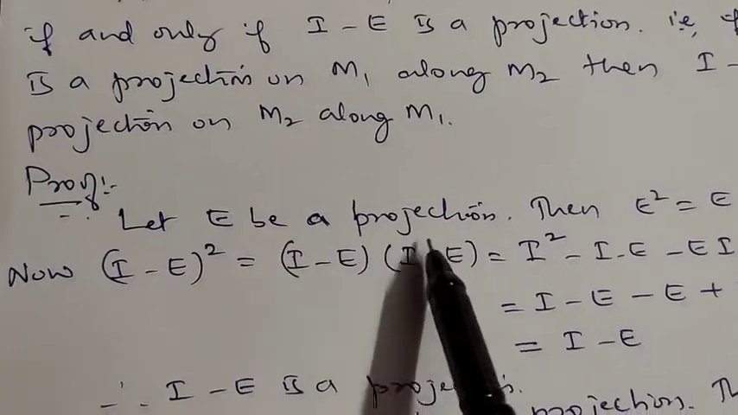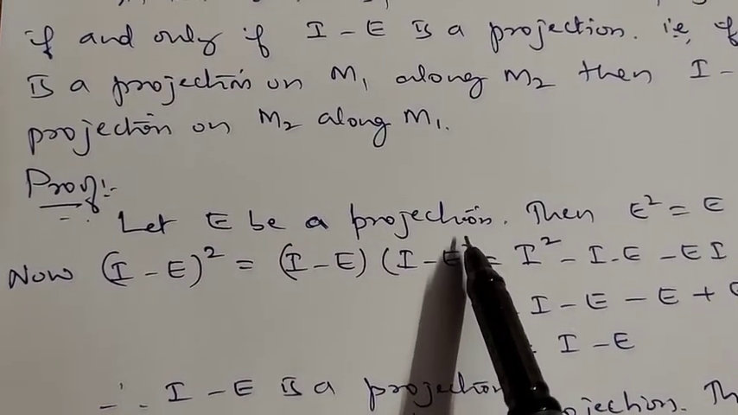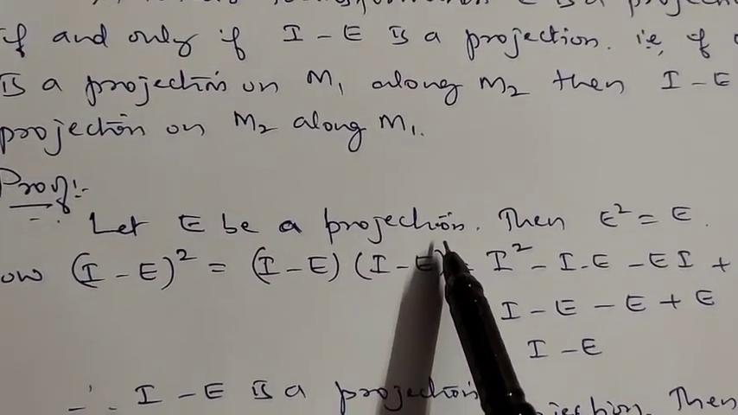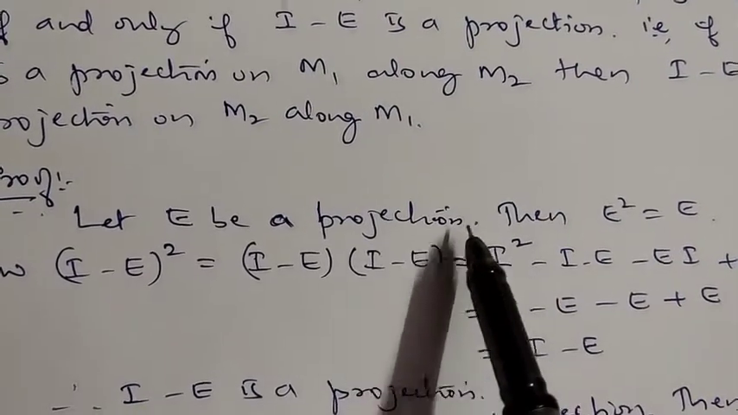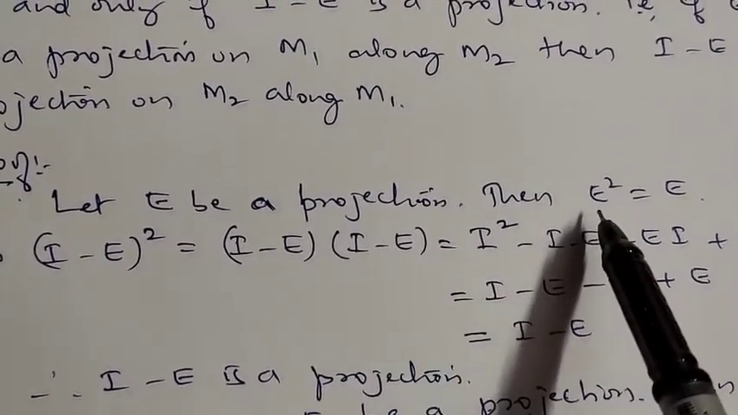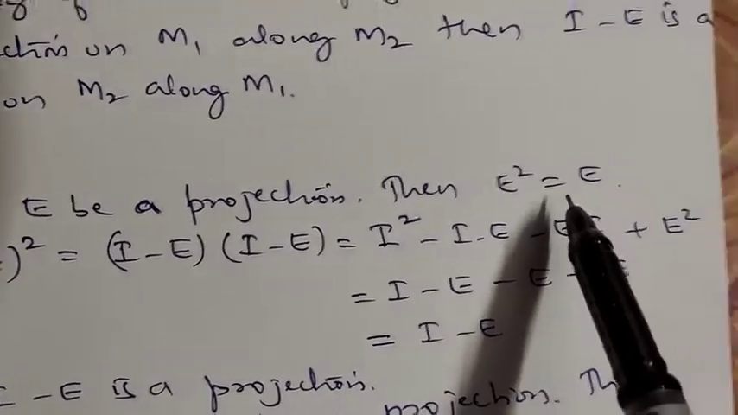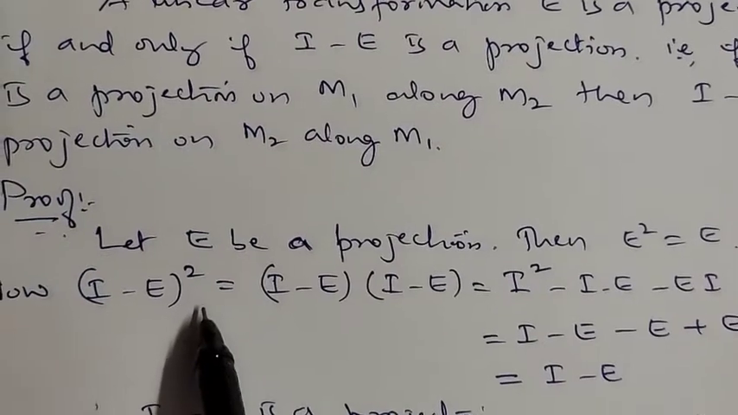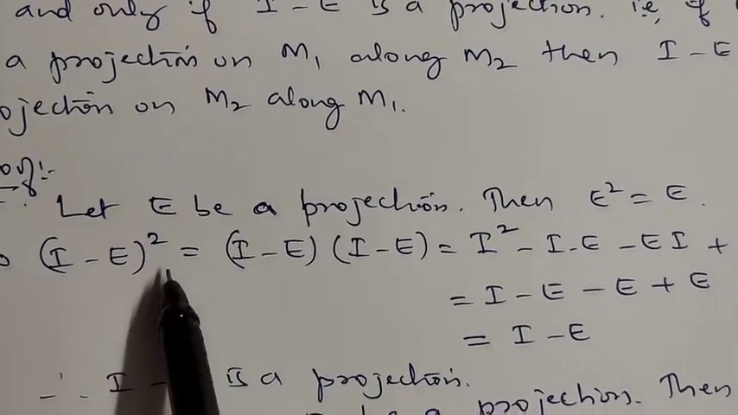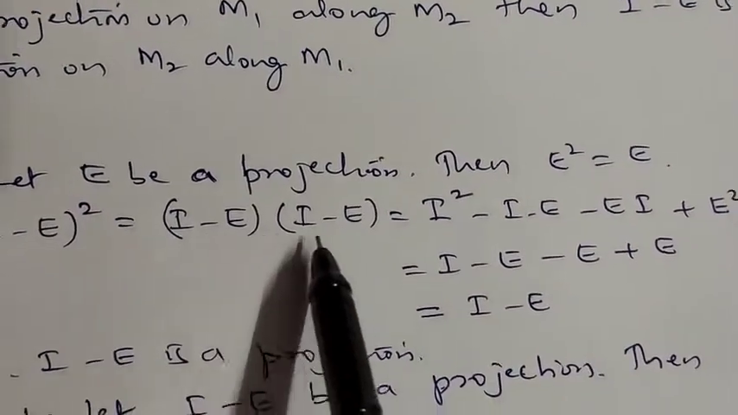First let E be a projection, such that E is a projection on M1 along M2. So now E is a projection, then what will happen? E is a projection means it is an idempotent operator. We have proved this. So E square is equal to E. Now I minus E whole square is I minus E into I minus E.